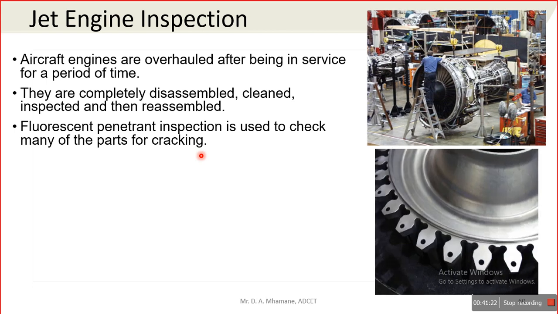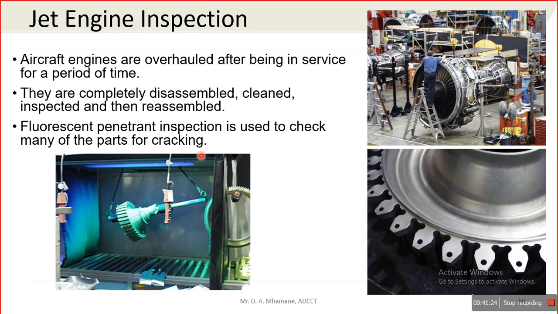Jet engine inspection. At the time of overhauling, these components can be inspected with the help of NDT. It may be radiography, it may be magnetic particle, it may be dye penetrant. Multiple methods are applicable while overhauling the jet engine components.